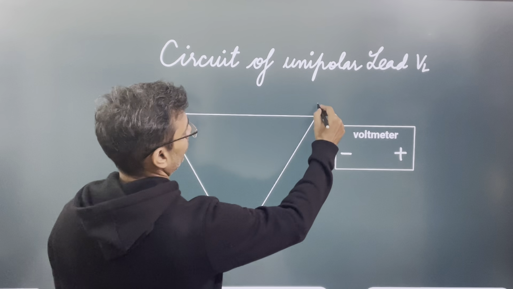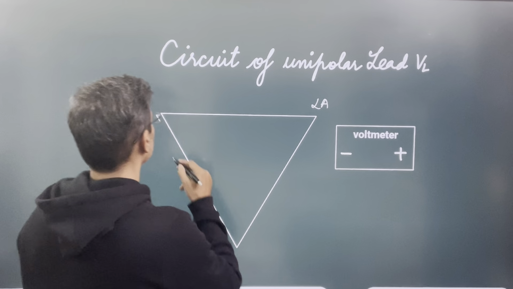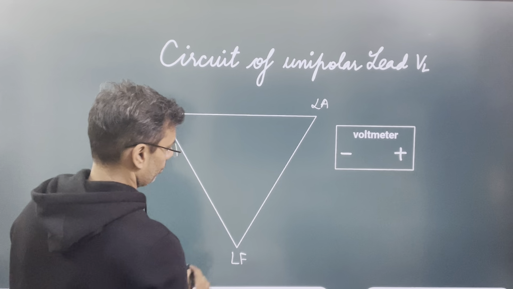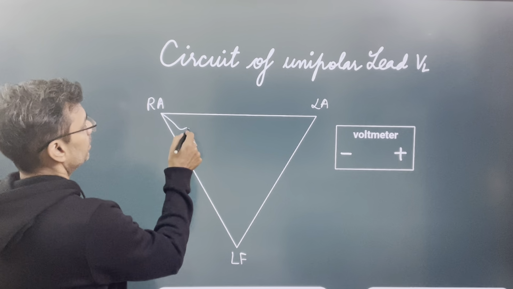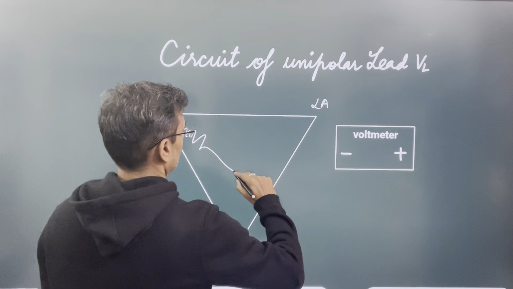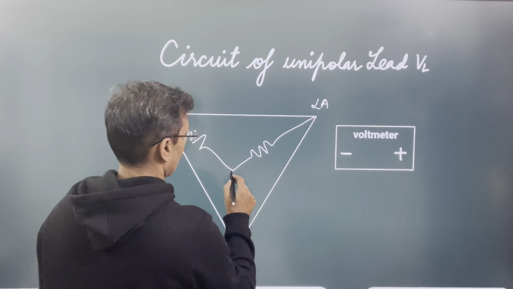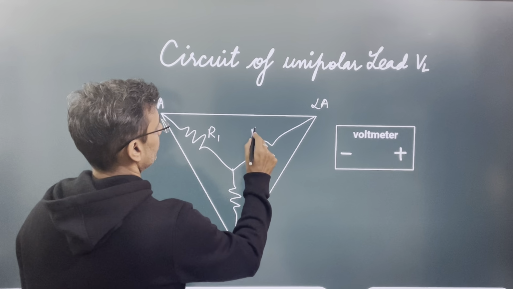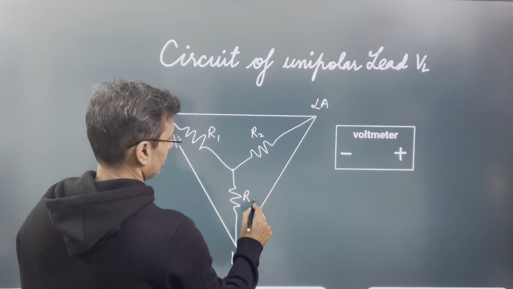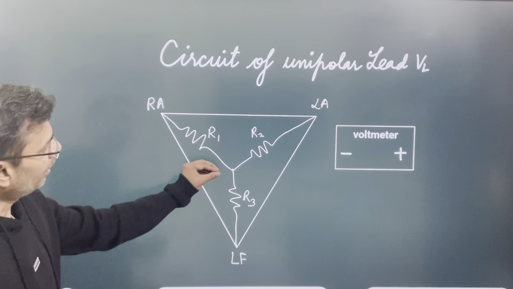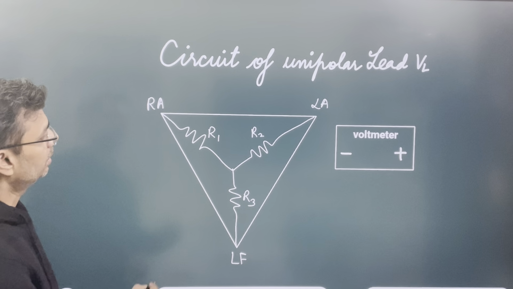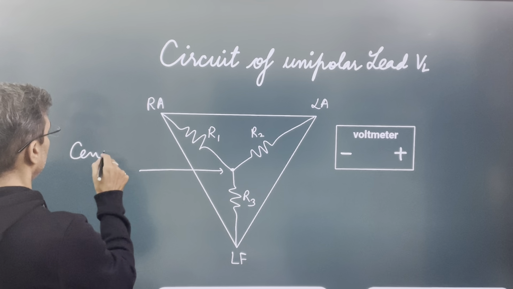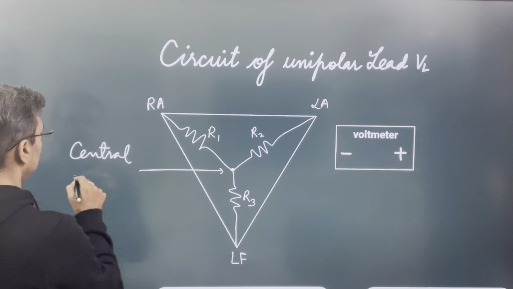So as you know, we can take here the left arm, here is the right arm, and here we can take the left foot. We will take three resistances from these points. Let's say this is resistance R1, this is resistance R2 and this is resistance R3. The point where all the three resistances join is known as the central Wilson terminal.